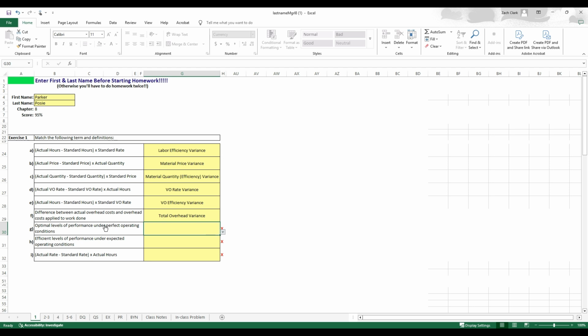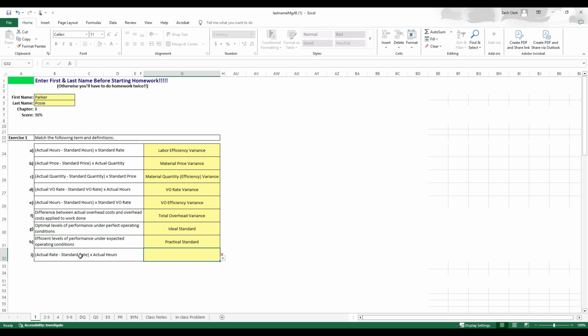So optimal level of performance under perfect operating conditions, that would be like our ideal standard. Again, that's not a reality that we expect to hit exactly. We'd have to have a crystal ball to know the exact future, but it's just a development tool and an analysis tool so that we as managers are able to assess business performance as we go. Efficient levels of performance under expected conditions is more of the practical standard. So not optimal, but efficient.